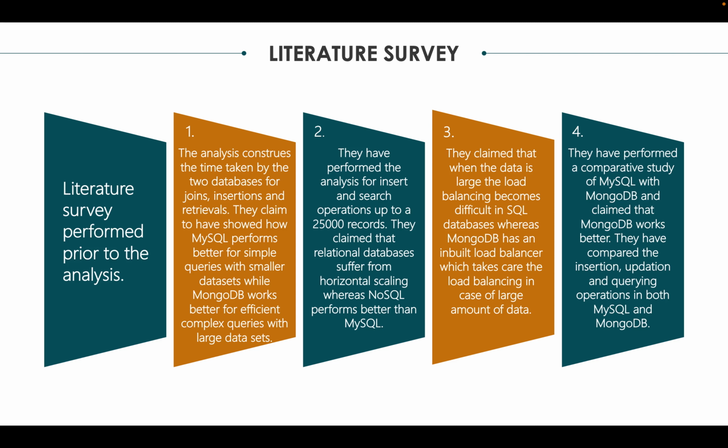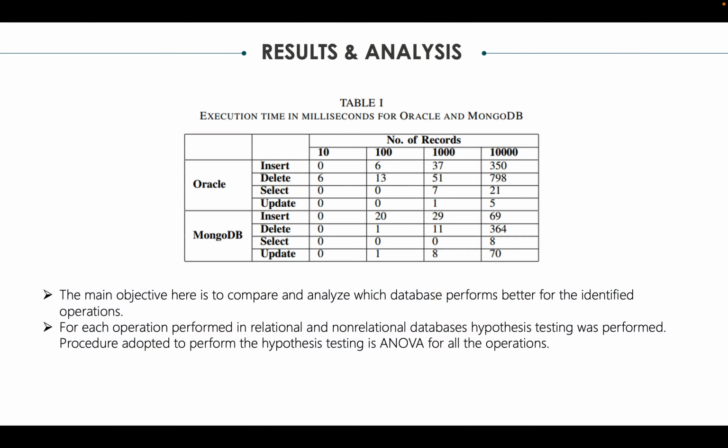They claim that relational databases suffer from horizontal scaling, whereas NoSQL performs better than MySQL. When the data is large, load balancing becomes difficult for SQL, whereas MongoDB has an inbuilt load balancer which will take care of the load balancing. Also, a comparative study of MySQL and MongoDB was performed, which claims that MongoDB is a better alternative than MySQL.